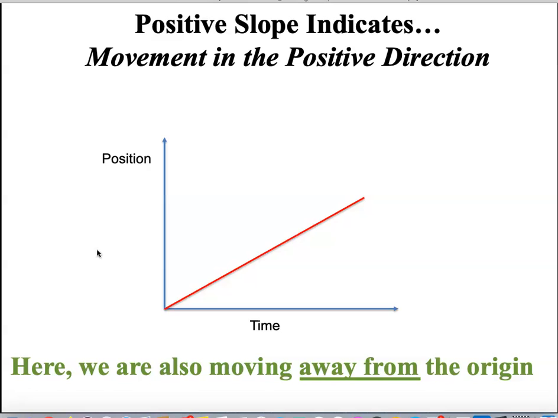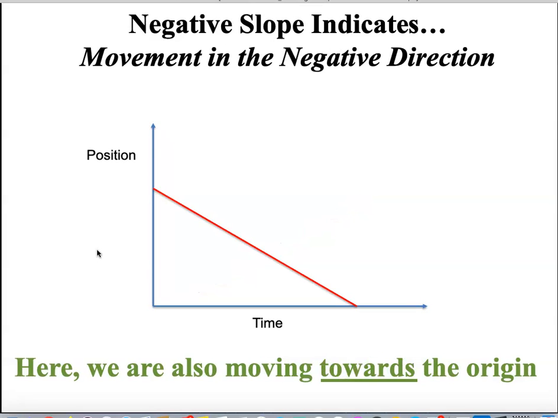So a positive slope also indicates movement in the positive direction. On a number line, if you have a positive slope, that means you're moving in the positive direction, away from the origin, away from that 0. A negative slope means that you're moving in the negative direction, and in this case it means we're moving towards the origin because we start at a positive position, that's our starting point, and we move towards the 0 origin.